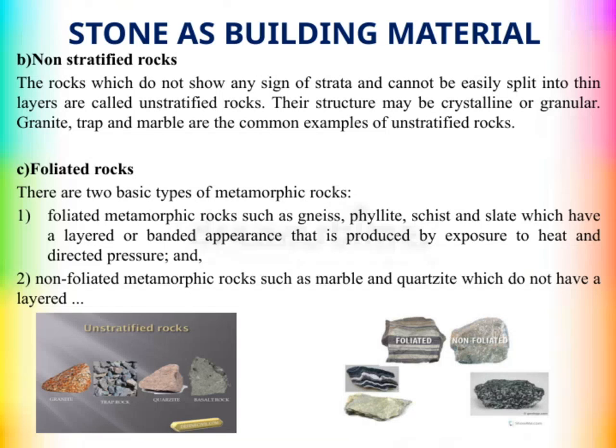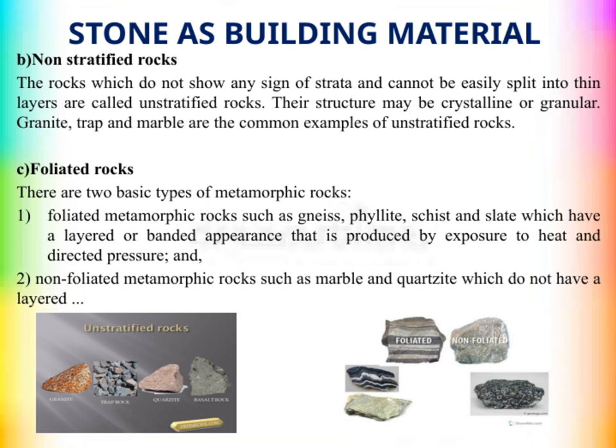Now, let's move on to non-stratified rocks. These are rocks that do not show any signs of layers or strata, and they can't be easily split into thin sheets. Their structure can be either crystalline or granular. For example, granite, trap, and marble are common types of unstratified rocks. These rocks are quite important in construction and sculpture because of their durability and aesthetic appeal.